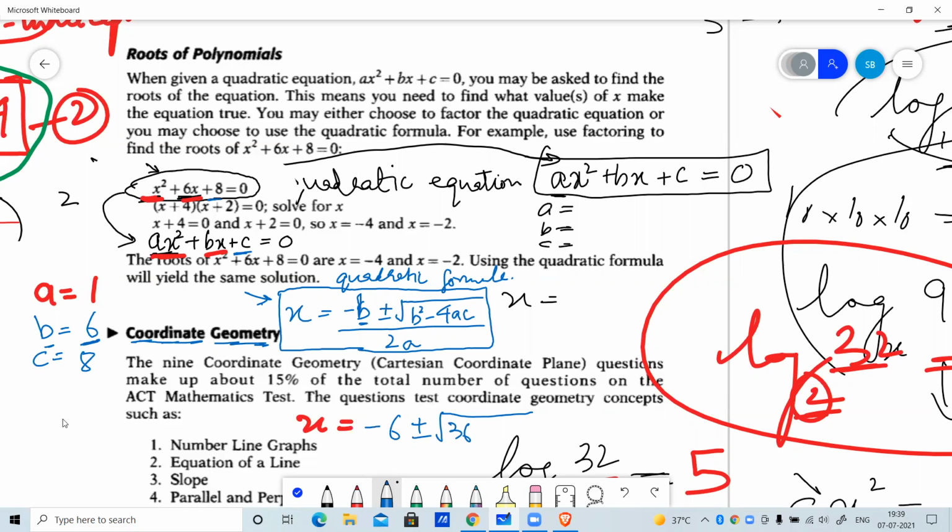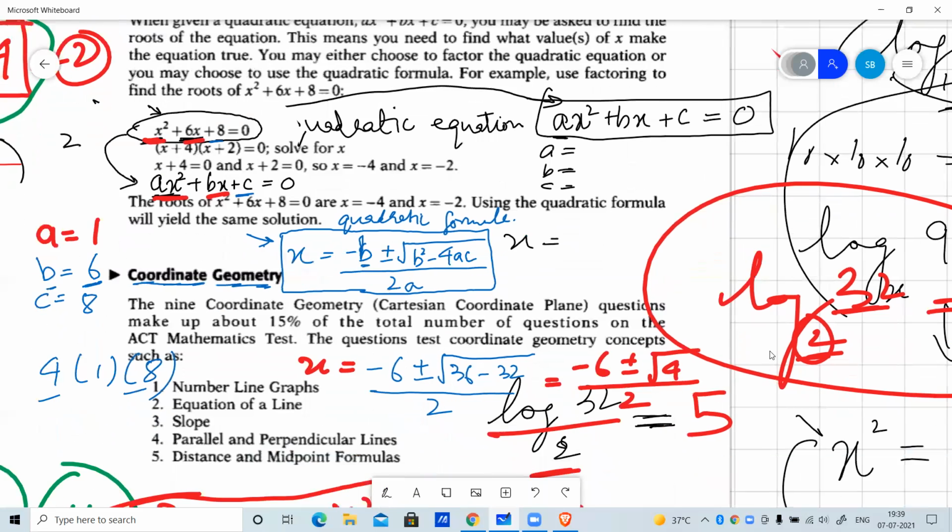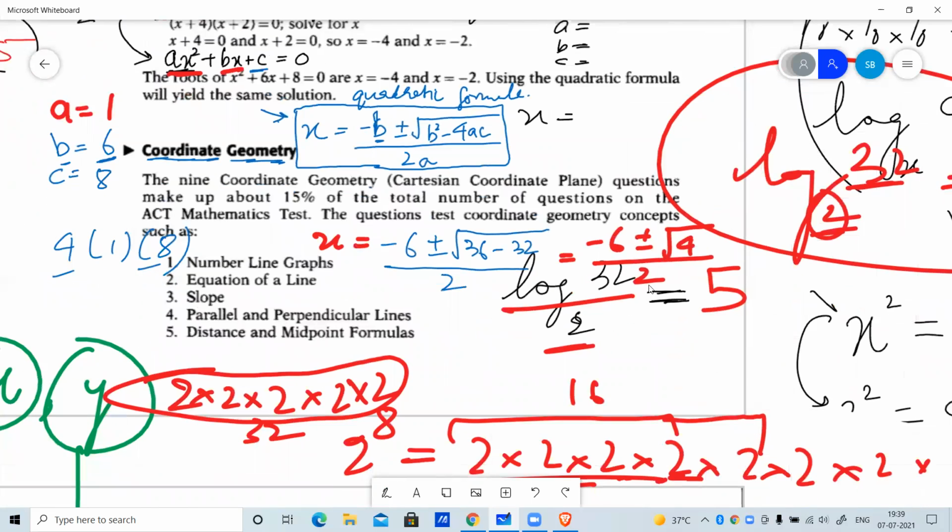How much is 4 times a times c? 4 times 1 times 8. So 4 times 8 would be 32. Right, so it'll be negative 32, divided by 2 times a. 2. Correct. So this will be equal to negative 6 plus minus the square root of 36 minus 32. How much is 36 minus 32? 4. This whole thing divided by 2. So we got here negative 6 plus minus square root of 4, divided by 2.